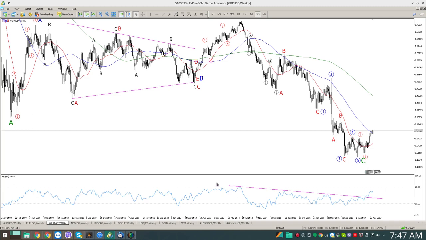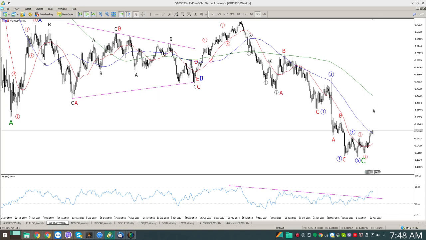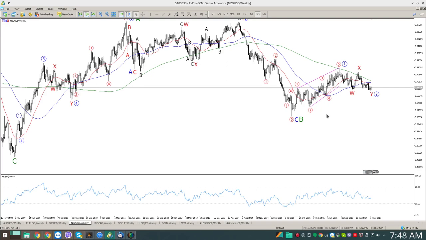Also, we see on the RSI this declining trend line was clearly broken. We also see the reaction here: break, reversal, support, and bounce, which is a clear trend reversal pattern. I'm looking into more bullishness. Of course, this area here provides some serious resistance, but I believe that somehow the pair will manage to break this resistance and continue higher towards this SMA, which currently appears at the 1.43 figure.